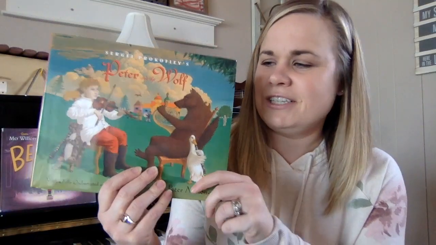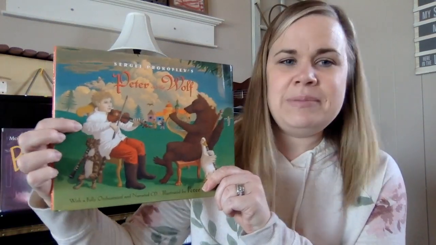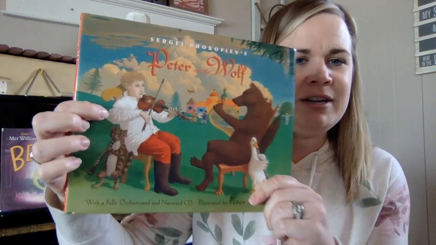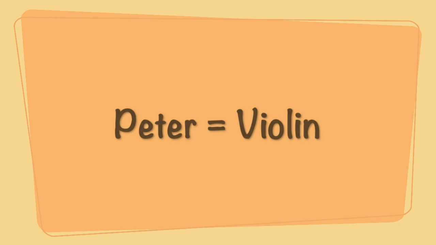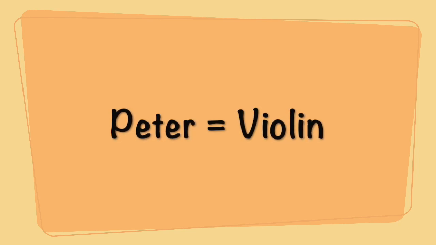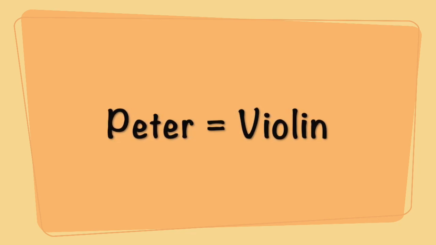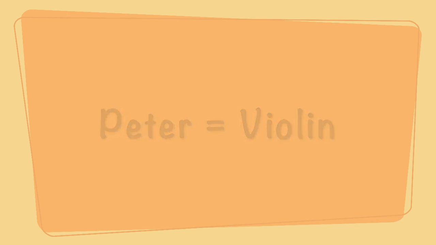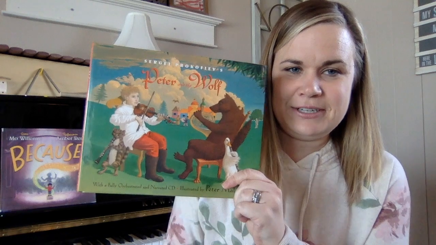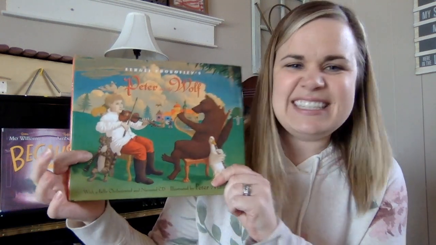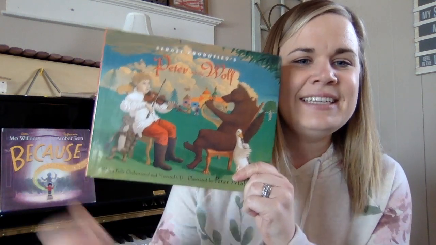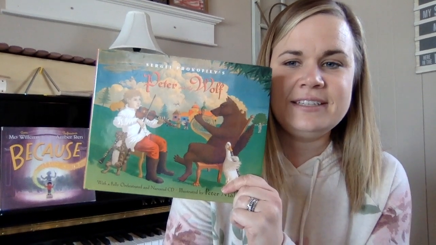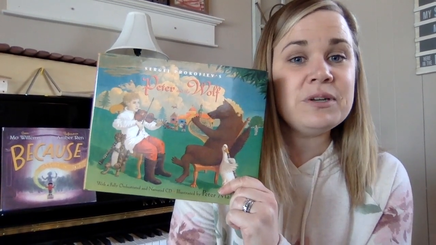So our first character is Peter, and Peter is the boy, and you can see that Peter is playing the violin. The next character sitting next to Peter is the sneaky cat, and the cat is played by the clarinet. The clarinet is part of the woodwind family.